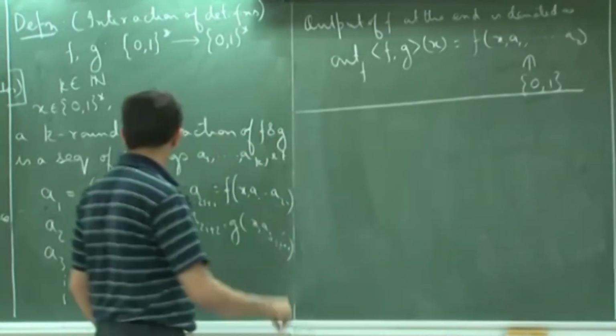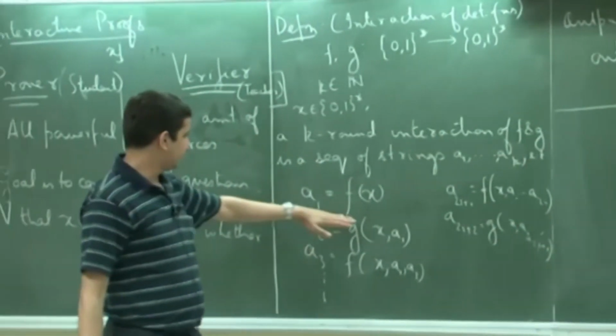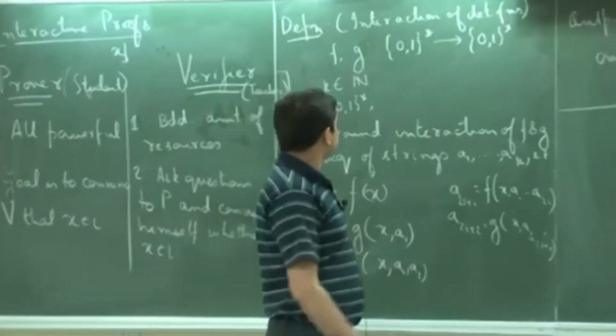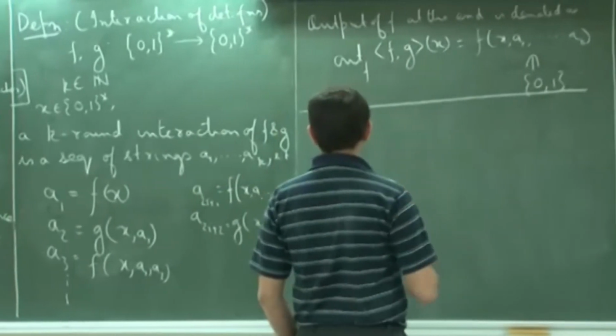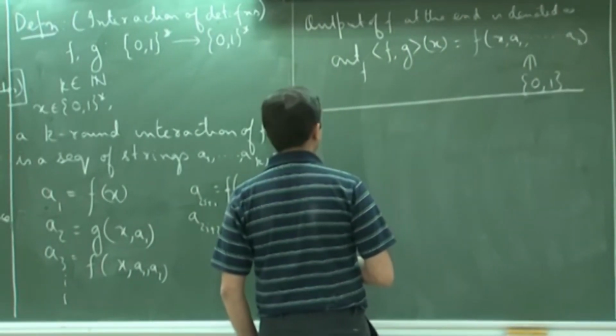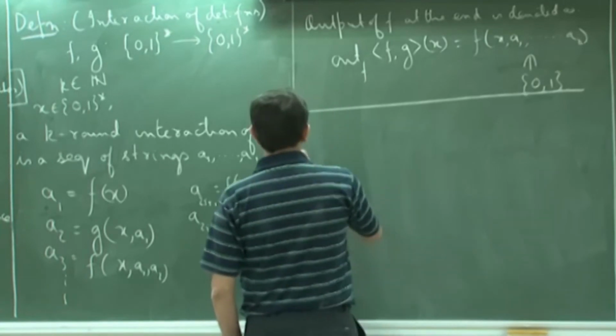So in this model, we are assuming that f is our verifier and g is the prover. So this is the general model. Now let us look at complexity bounds on these functions.